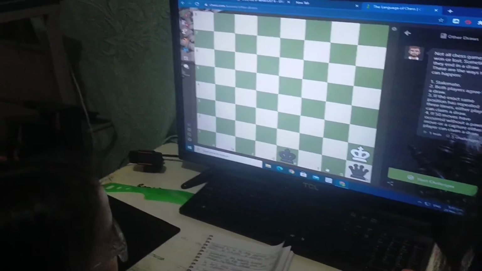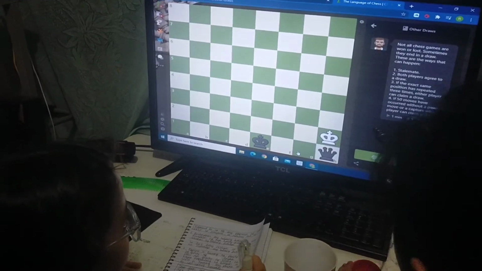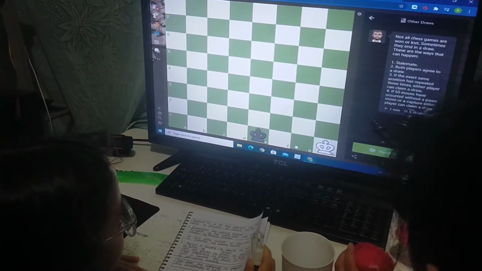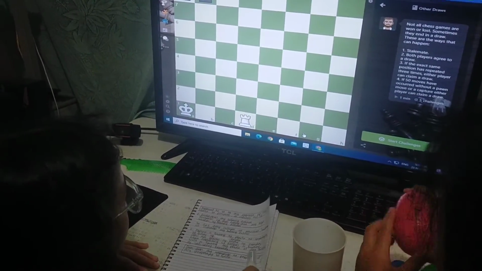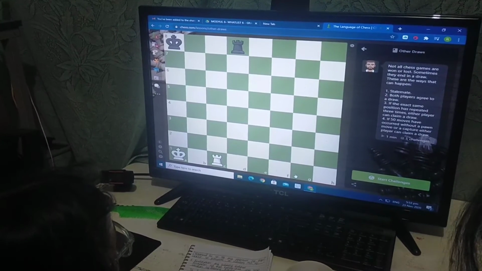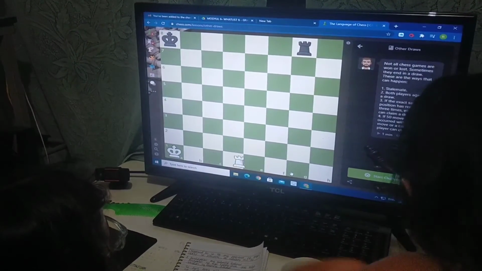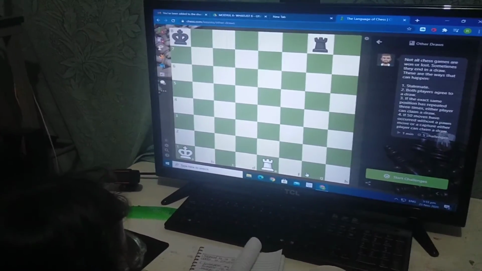Another way to draw is if neither player has enough pieces to checkmate, like lone king versus lone king. You'll learn more about this later. Finally, you can also draw if 50 pairs of moves have been played on the board without any captures or pawn moves. This keeps you from dying of boredom as you and your opponent move your rooks back and forth forever.